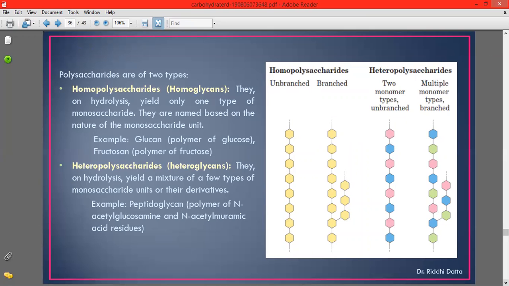Okay, and heteropolysaccharide means the heteroglycan, that is, on hydrolysis they yield the mixture of a few types of the monosaccharide units.